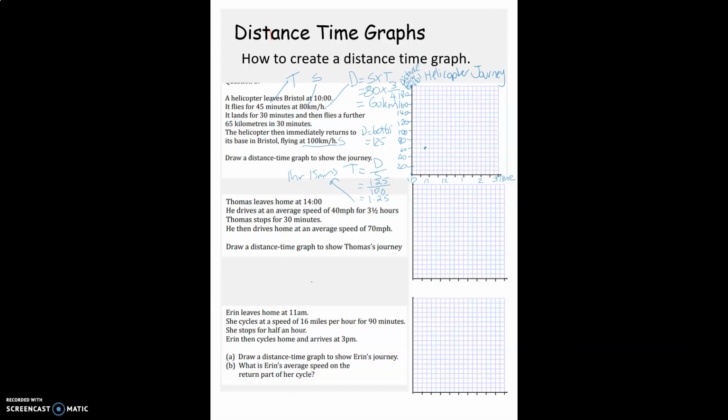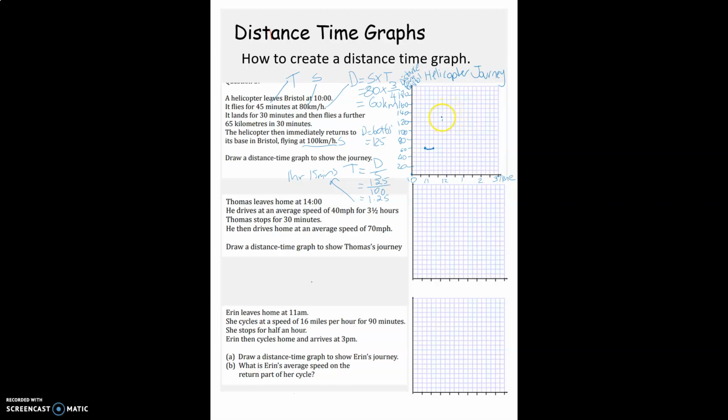It then lands for half an hour. So to show you that it's currently on the ground, what you do is you have a horizontal line. The horizontal line shows that the plane is currently not moving, it's stationary. It then flies for 65 kilometres in half an hour. So from 60, 65 kilometres will be 125, and that happens in half an hour. Then we can mark that point.